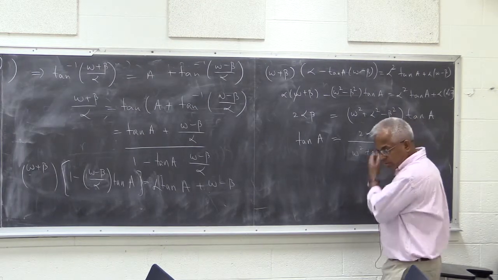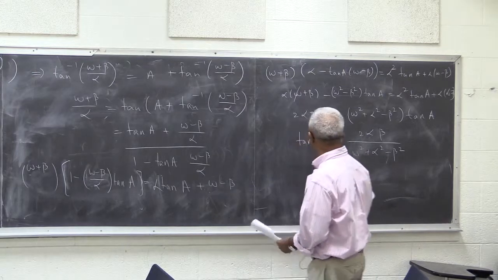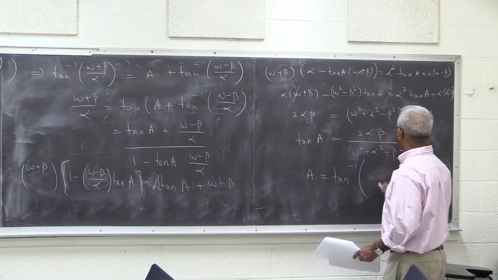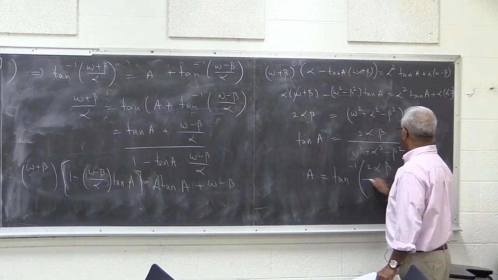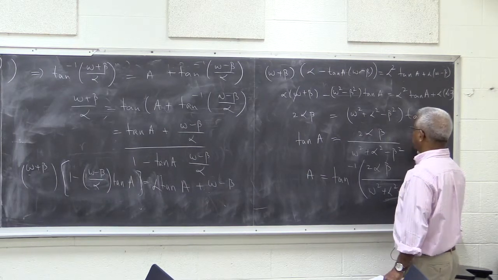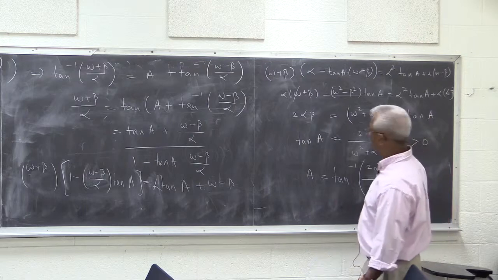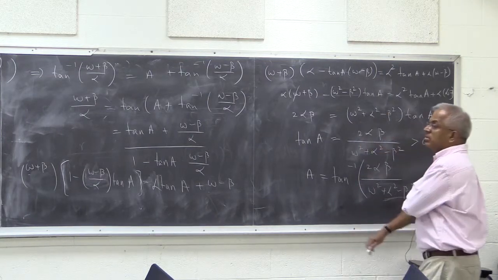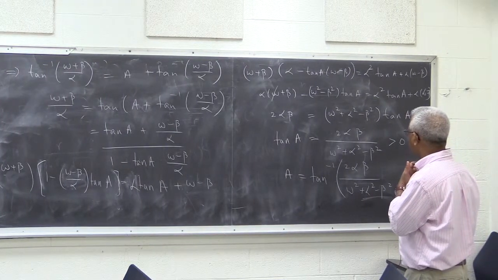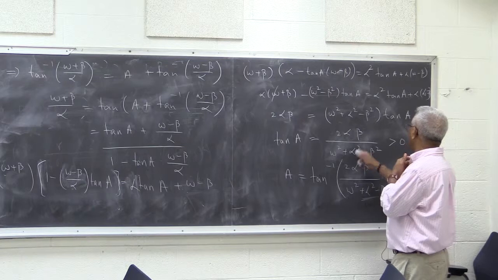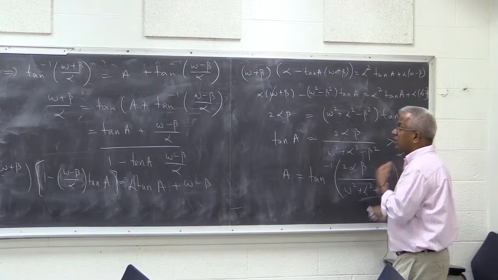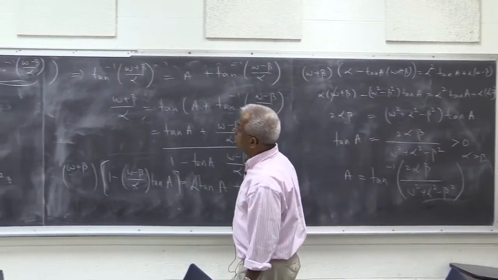So what is the whole point? The whole point is the spectrum can be written as, we want A. A is going to be tan inverse of 2 alpha beta over omega squared plus alpha squared minus beta squared. Notice that we want this quantity to be positive, because if tan A is positive, we want A to be positive. So if you want this to be positive, all you need is alpha greater than beta. That's the only condition. Okay, so we solve for A, and A is here.